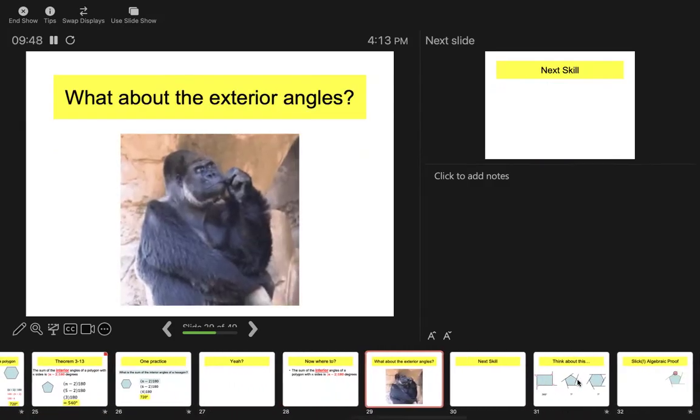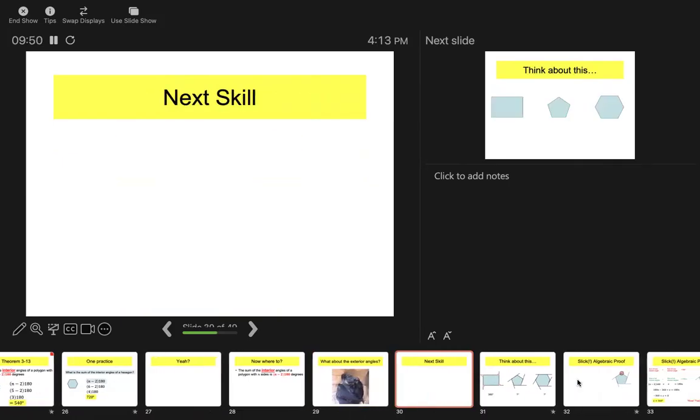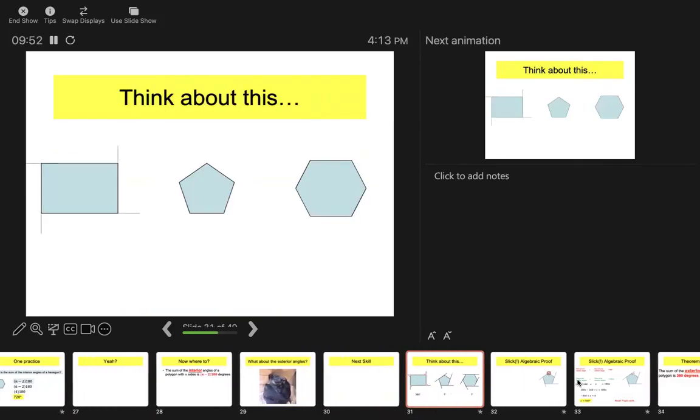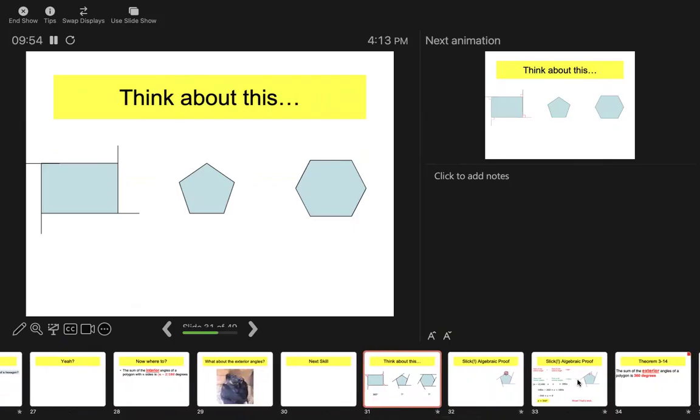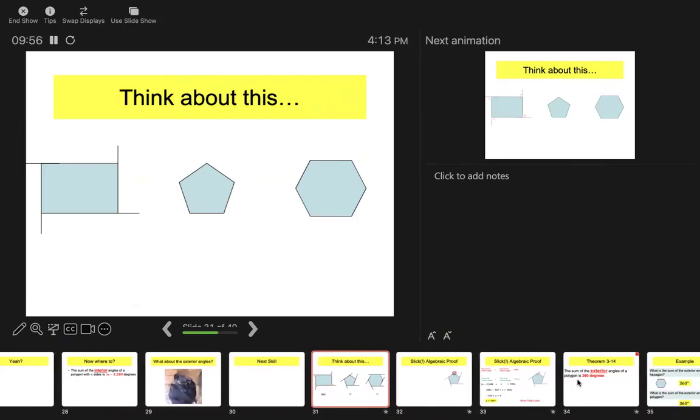All right. Where to now? Well, let's think about exterior angles now. So for exterior angles, right, think about this. If I were to draw auxiliary lines, extend each side, I would get to those exterior angles. There, each one would be 90 degrees. Well, that would be easy to add up. 90 plus 90 plus 90 is 360. But what would happen for the pentagon? What would happen for the hexagon?